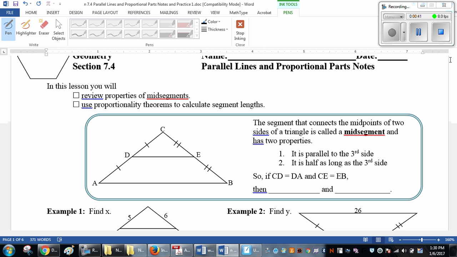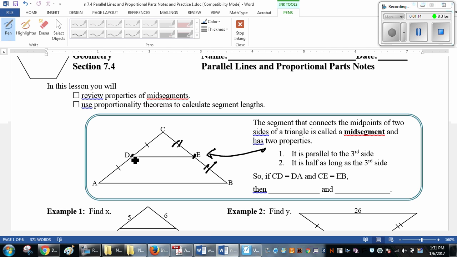The segment that connects the midpoints of two sides of a triangle is called the midsegment, and it has two properties. Here we go. Midsegment, right there, DE, that's our midsegment. And we know it's a midsegment because we have CE congruent to EB. That means that this point E right there is the midpoint, and similarly over here, point D is the midpoint. So that's why we call that the midsegment. Makes sense.